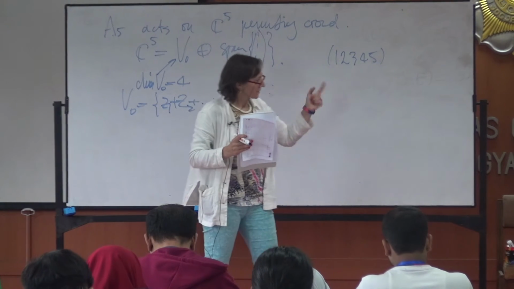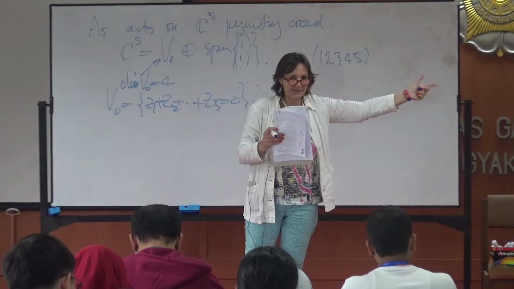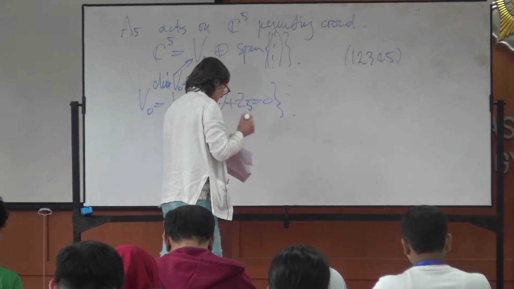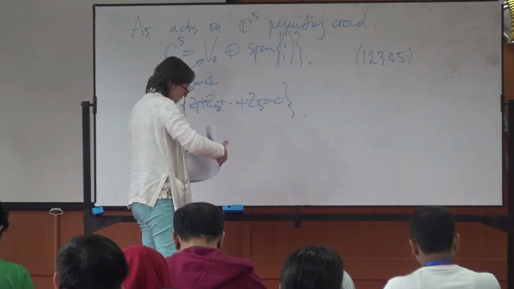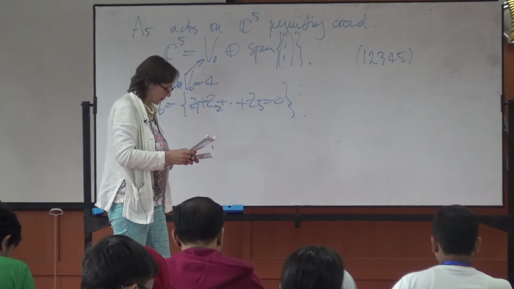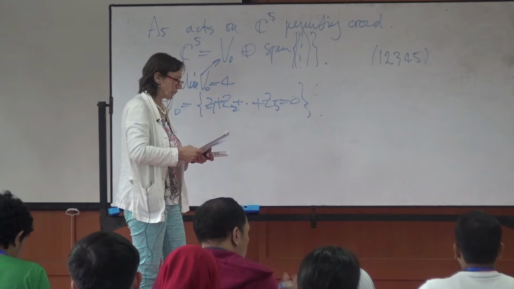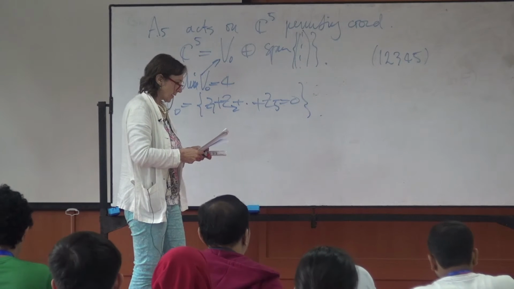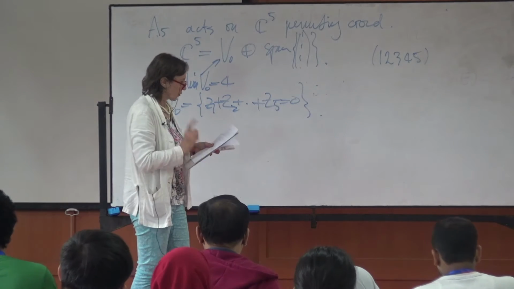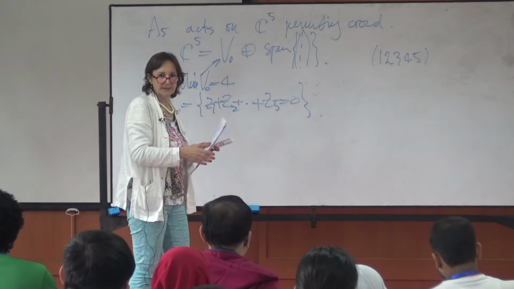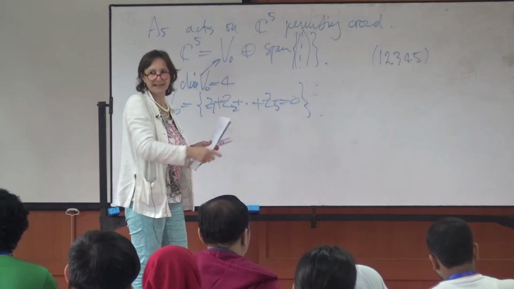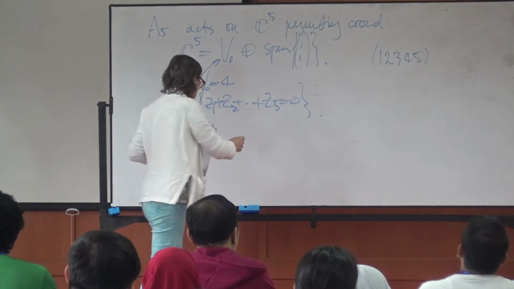So 3 cycles are in 1 conjugacy class, 5 cycles in 2. Now we come to question 4. Question 4 will determine the dimensions of the remaining representations.